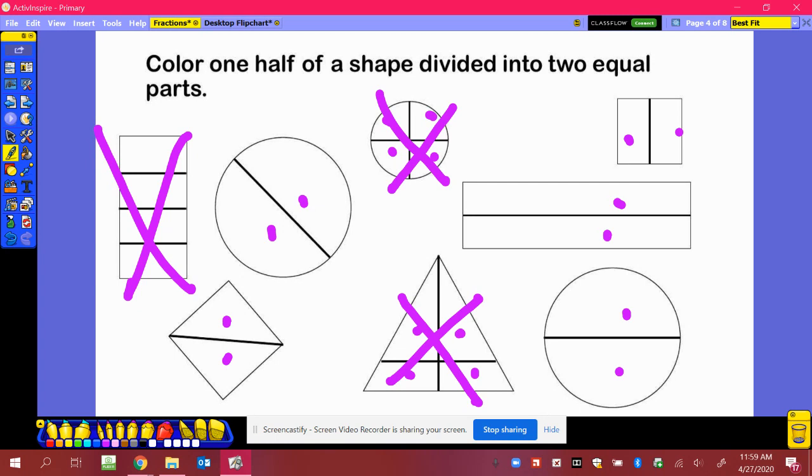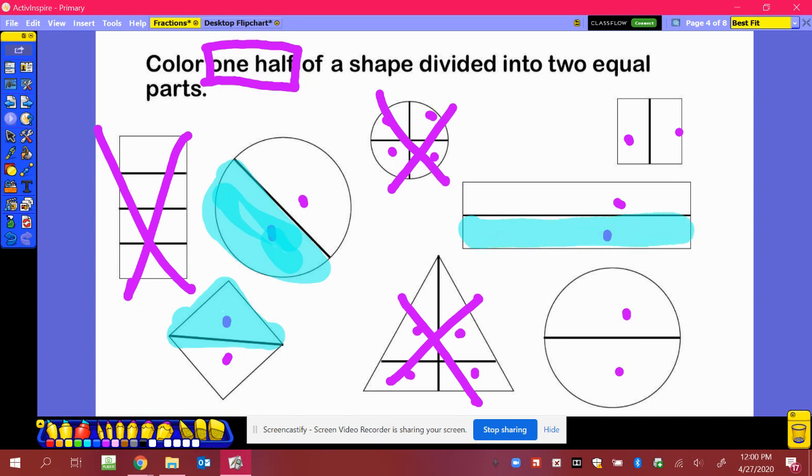All right, so now we're going to color in 1/2. So 1 of the 2 equal parts. So take my highlighter and color 1/2. I eat 1/2, you eat 1/2. We'll do the bottom half here. We'll do the bottom half over here. And we'll go to the right half. There we go. So we colored 1/2 of each of the shapes.